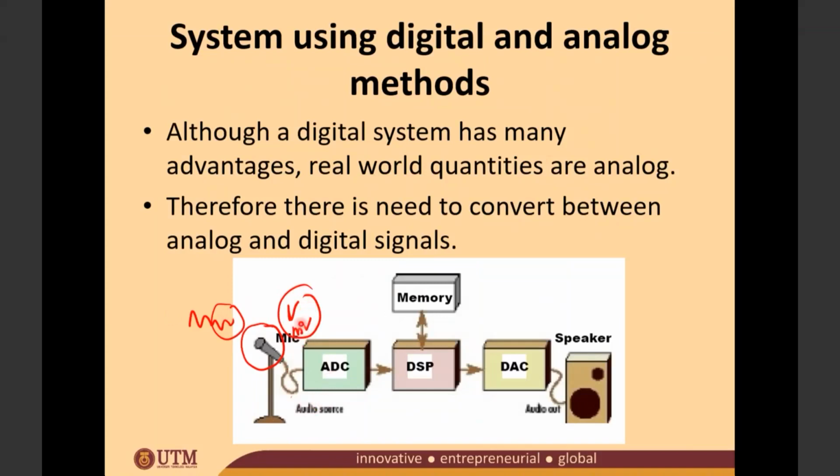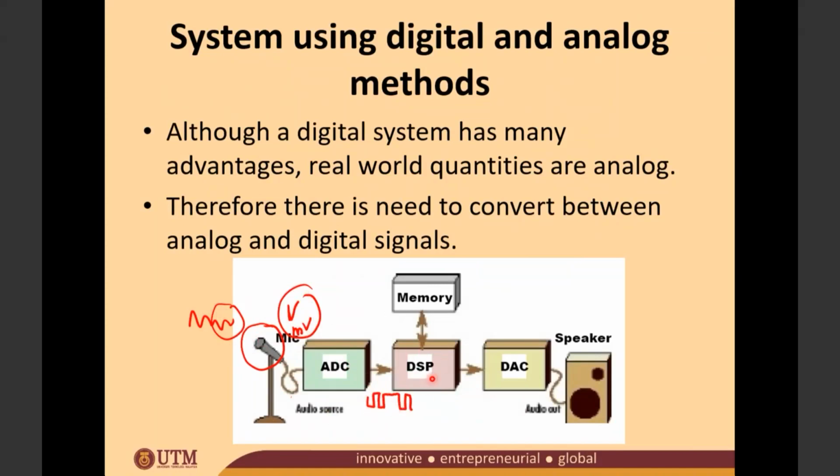From here, this electrical value, either voltage or ampere, will go to the ADC, which is the analog to digital conversion. Based on the analog to digital conversion, this analog signal will be converted to a digital signal. So here it has become a digital signal. So the microphone converts it to an electrical signal, and from here it will convert to the digital signal.